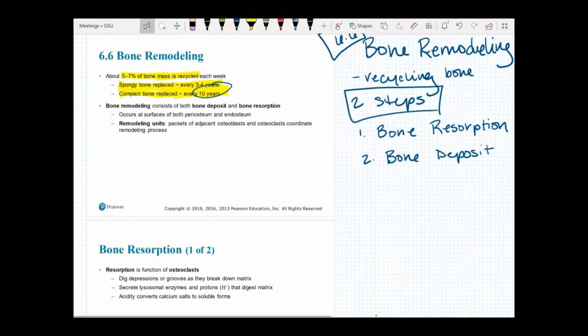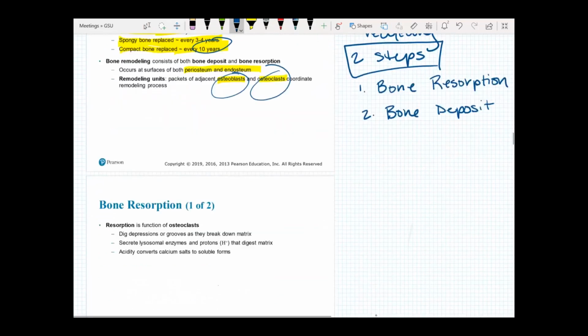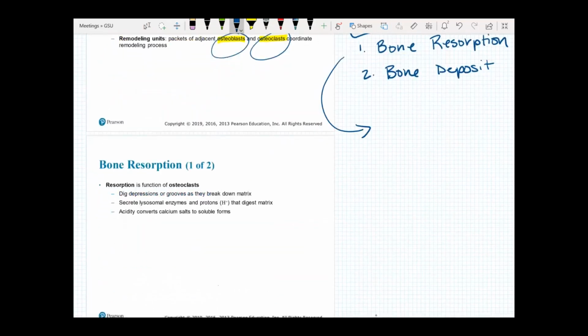So with bone resorption, we're going to talk about that first. This will occur both on the periosteum and the endosteum. So it's going to be on the inside and the outside of the bone. And these are the 2 cells we're going to talk about a lot, osteoblasts and osteoclasts. So make sure you know those guys. So first step, bone resorption. Bone resorption is going to be primarily completed by your osteoclasts.